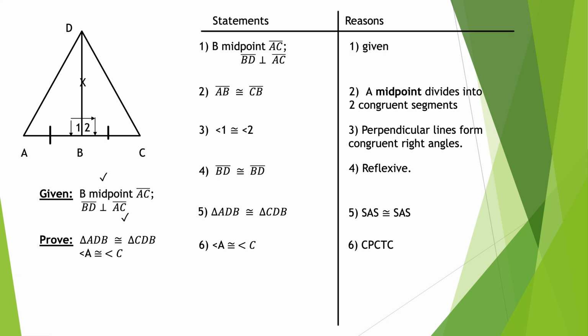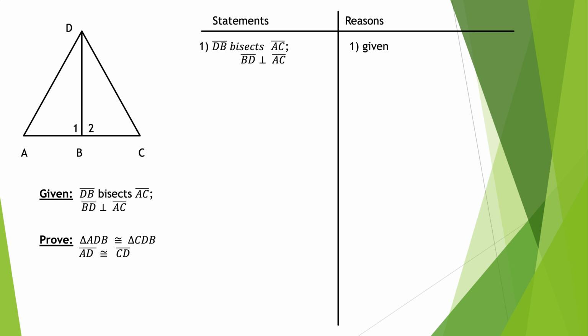Okay? All right, let's do one more proof on this particular video. Very similar. Go ahead, stop and start. Okay, so first thing we look at is the word bisects. It says DB bisects AC, so AB is going to be congruent to BC or CB because a bisector divides it into 2 congruent segments.